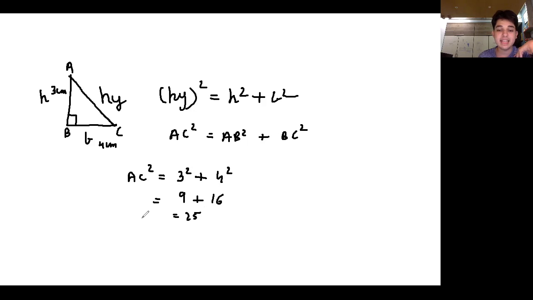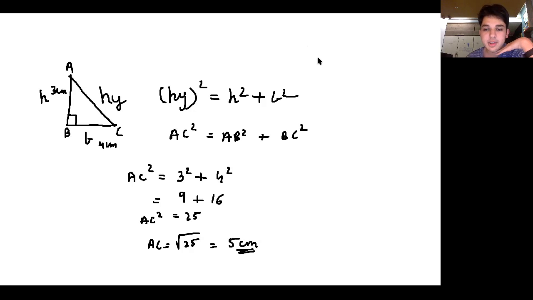So please remember that AC squared is 25 and not AC. That's a common mistake which people tend to make. And so to find the value of AC, I will then take the square root of 25. If AC squared is 25, AC will be the square root of 25, which will be equal to 5. So 5 centimeters is AC. Okay, so this is the most basic example. Let's try and do one more example for better understanding.